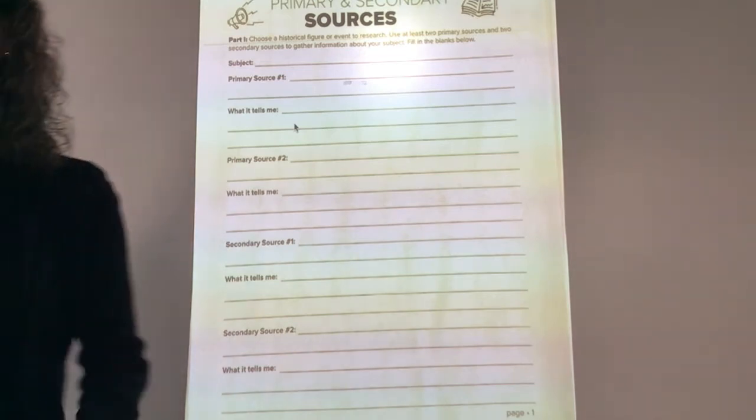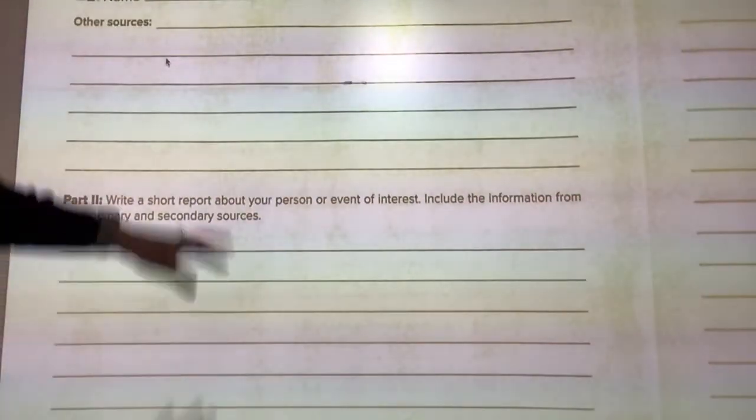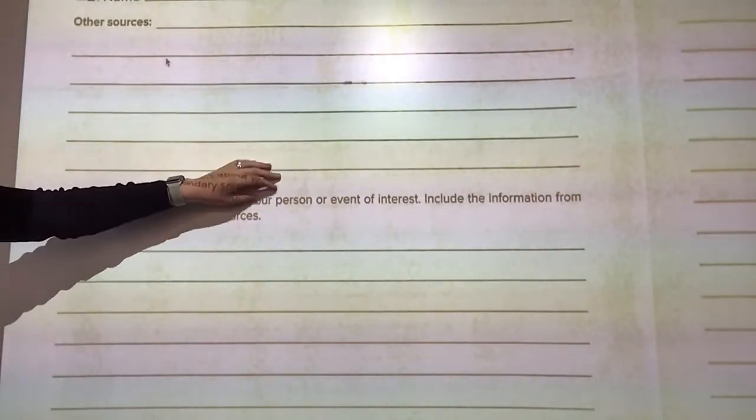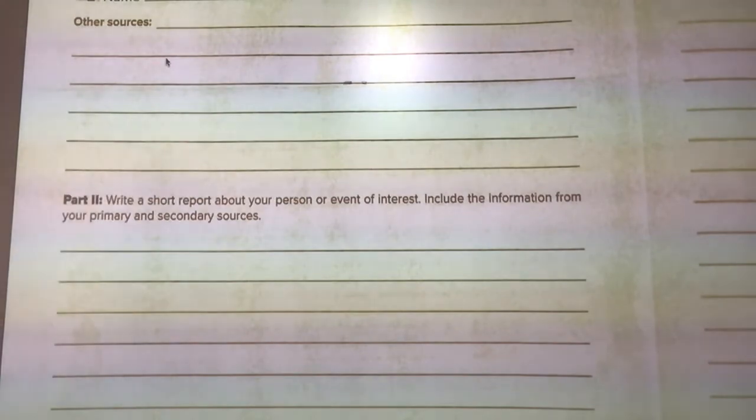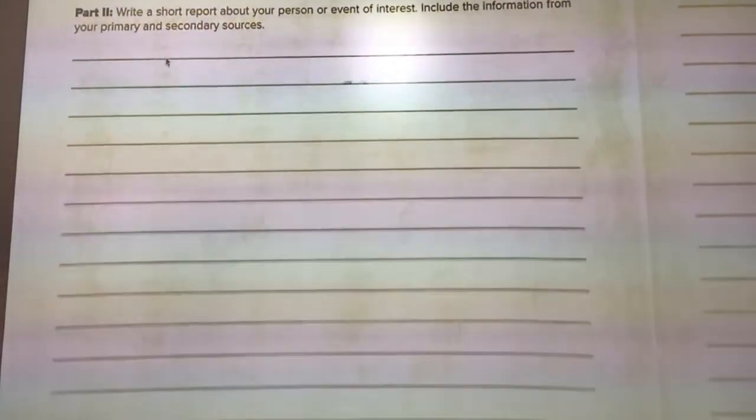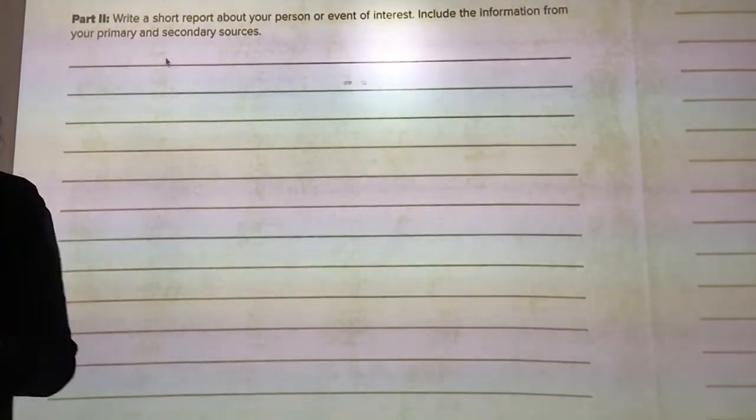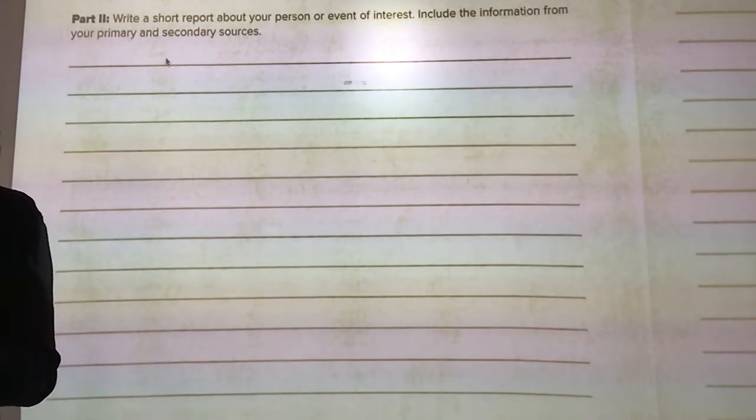Okay, and then from there, you're going to take that information. You have some pages here. You might need other sources. This you might end up leaving blank. That's up to you if you need more. And then you're going to write a short report about your person or event. Okay, and you're including the information that you gathered from your primary and secondary sources.